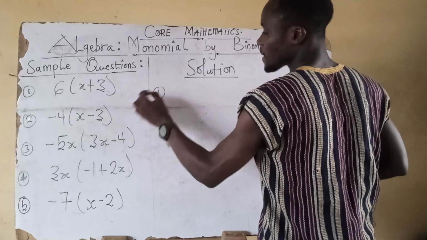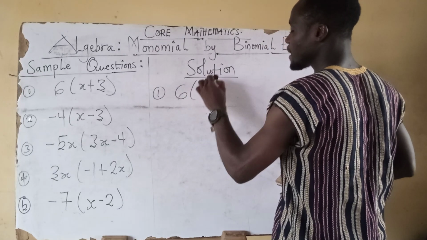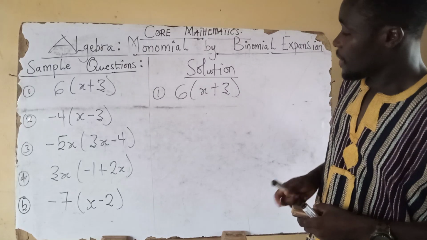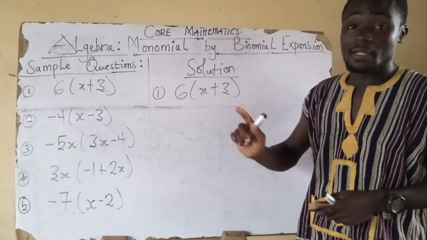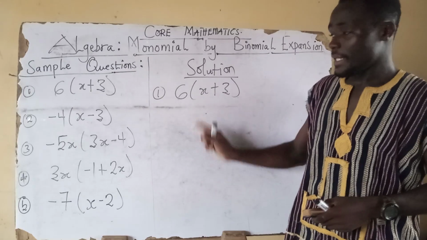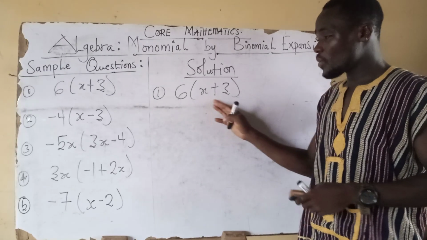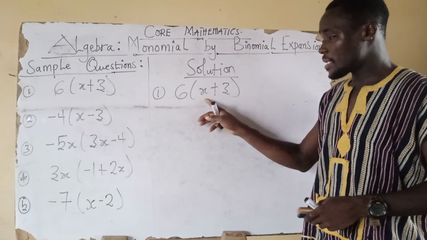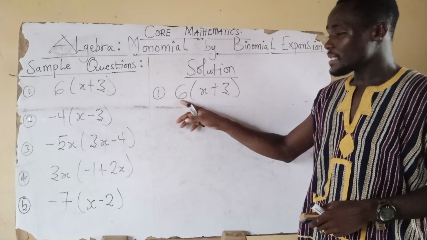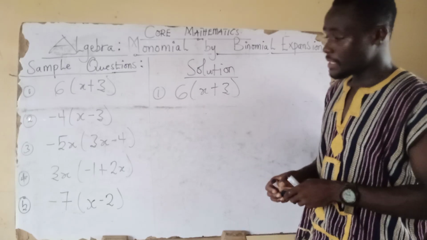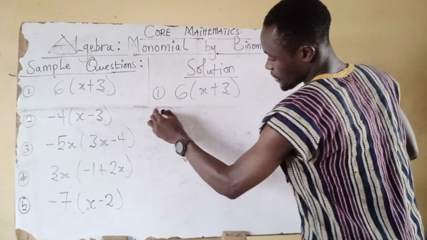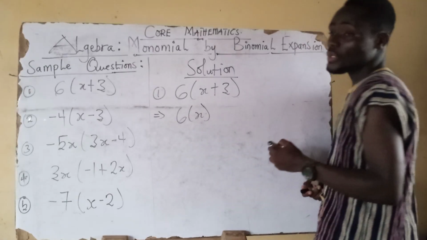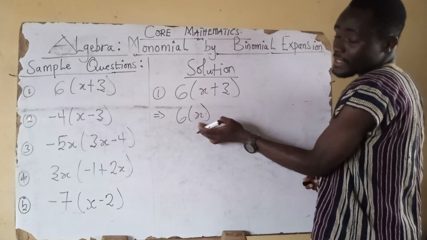Then I will start with question number 1. So I have 6 in the bracket, x plus 3. Over here we are saying that because 6 is a monomial, and the monomial is multiplying what we have in the bracket as binomial, 6 will take charge of this, multiply that, then 6 will also take charge of that. So let's see how to go about it. In the first place, I'll write down my 6 taking charge of the x, meaning 6 will multiply the x in the first place.